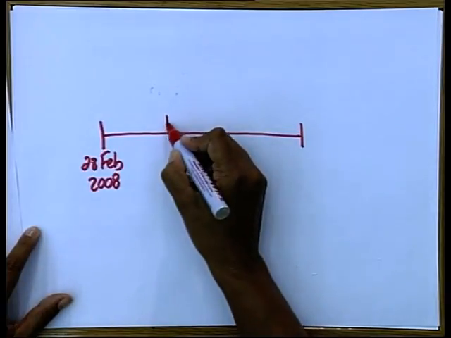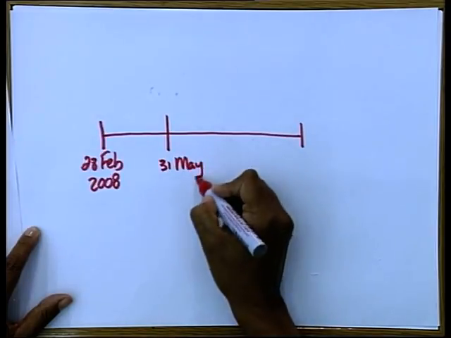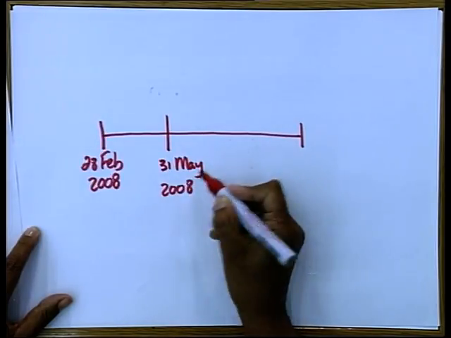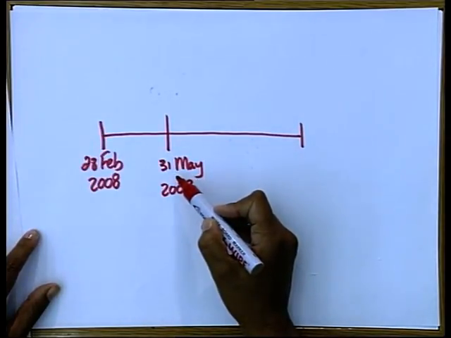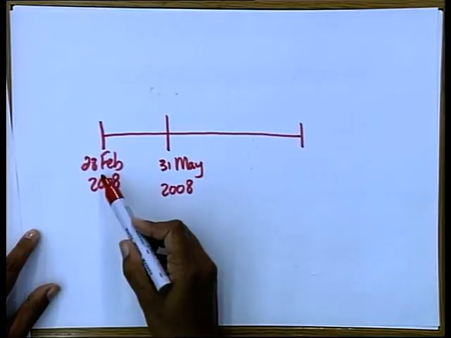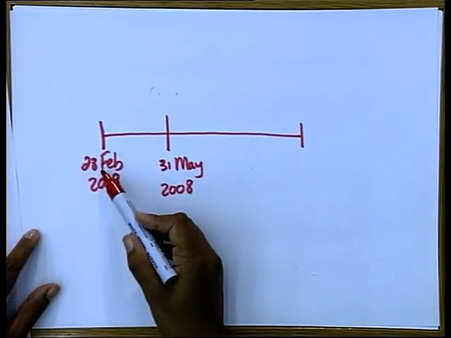We sold this asset on the 31st of May 2008. It's very important to know when you sold your asset. It's also very important to know the beginning of that financial year. We're just gathering information now, important information.